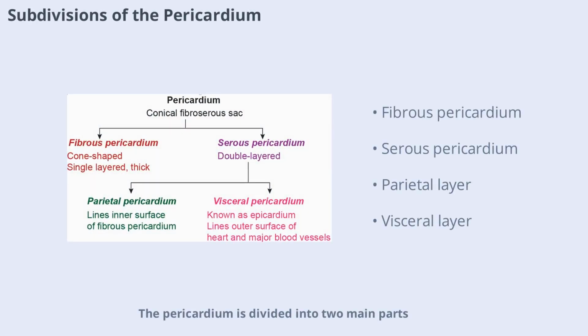The pericardium is divided into two main parts, the fibrous pericardium and the serous pericardium. The fibrous pericardium forms the tough outer layer, while the serous pericardium is a double-layered inner sac. The serous pericardium itself consists of a parietal layer lining the fibrous pericardium and a visceral layer, also known as the epicardium, which covers the heart's surface. These subdivisions work together to provide both strength and flexibility.